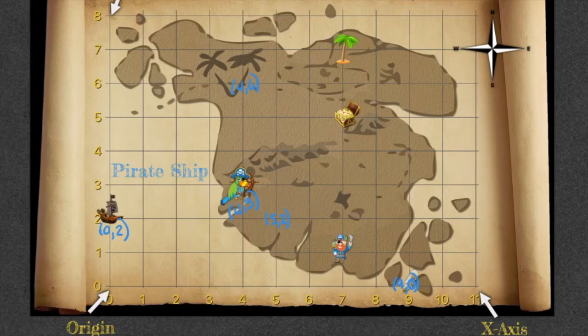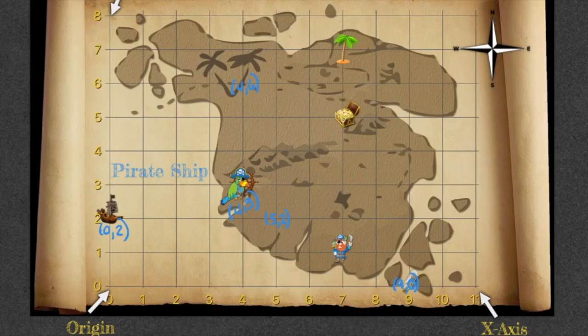Now we find ourselves at our last task where we are going to help our friend find the treasure. How far and in what direction would Parrot need to travel to reach the treasure? So again, I'm looking up here. Here is Parrot and here is the treasure. He is going to need to travel north. He is going to need to travel east.